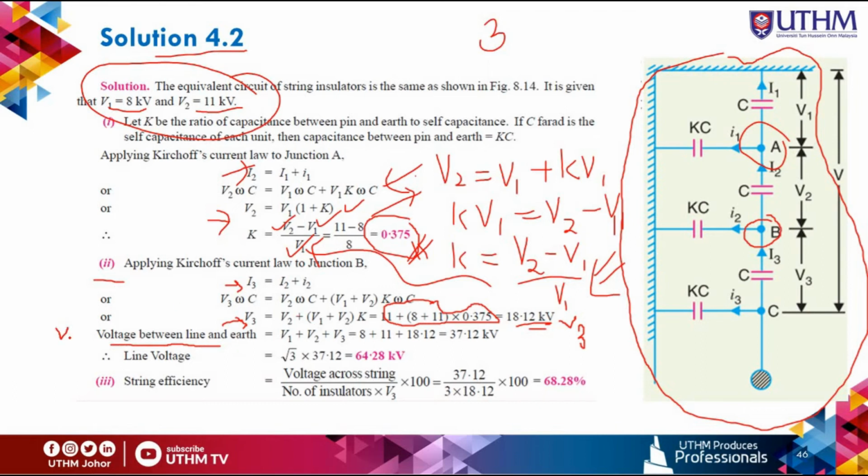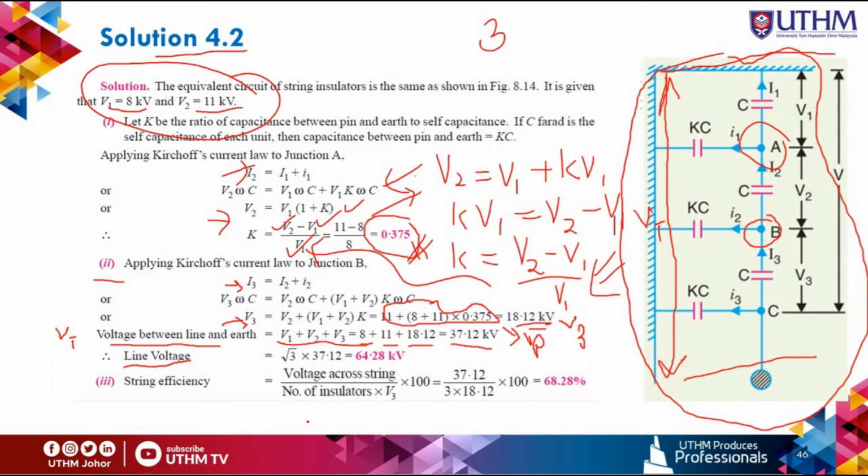That is VT, the total voltage between line and earth. VT is V1 plus V2 plus V3. V1 is 8, V2 is 11, V3 is 18.12. Then we get VT equivalent to 37.12 kilovolt. But this one is in phase voltage, V phase. So we have to change it to line voltage.